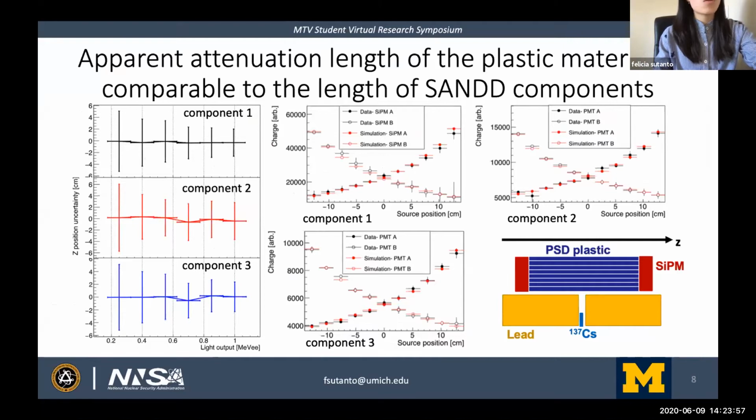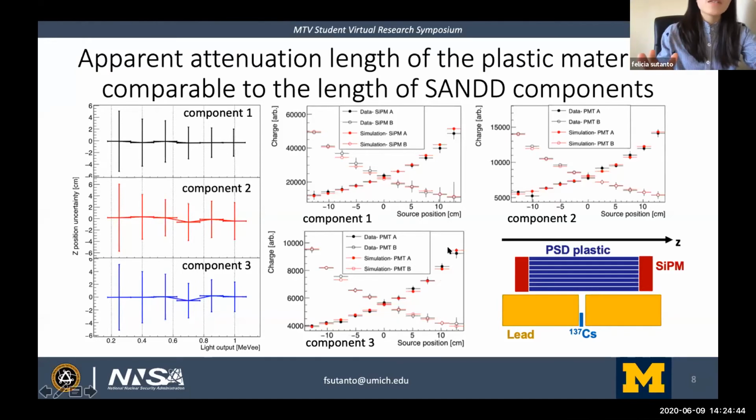We also validated our Monte Carlo by comparing the simulated and the measured apparent attenuation lengths. I took a series of collimated cesium-137 measurements along the longitudinal axis to obtain these attenuation length plots. And simulations were then tuned to maximize agreement between the measured and the simulated attenuation lengths as shown here. We observe measured apparent attenuation lengths of approximately 18 centimeters, 28 centimeters, and 31 centimeters for components 1, 2, and 3, respectively. For component 1, the loss of light is dominated by the reflection losses because component 1 has a high aspect ratio. For components 2 and 3, the intrinsic absorption length of the plastic also greatly affects the penetration length.